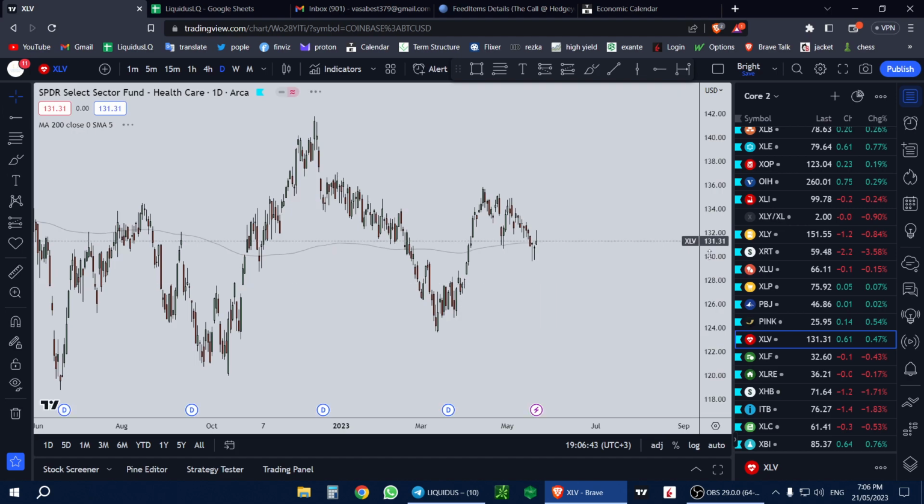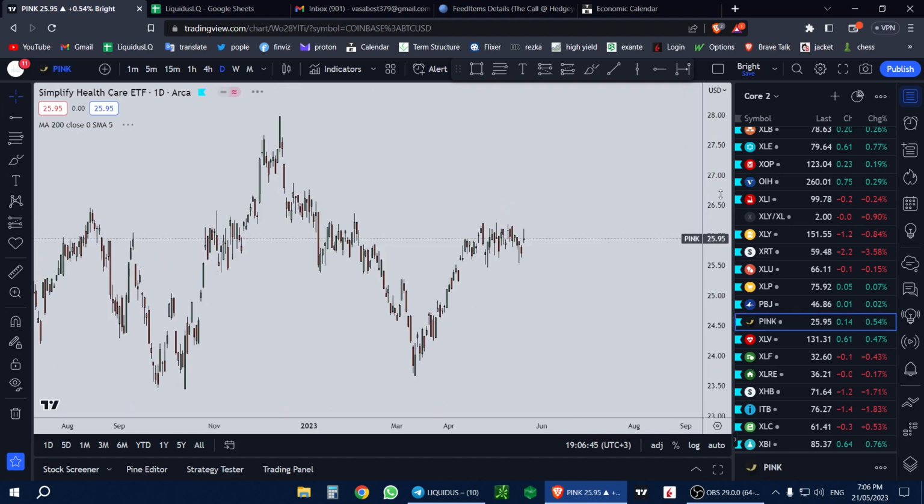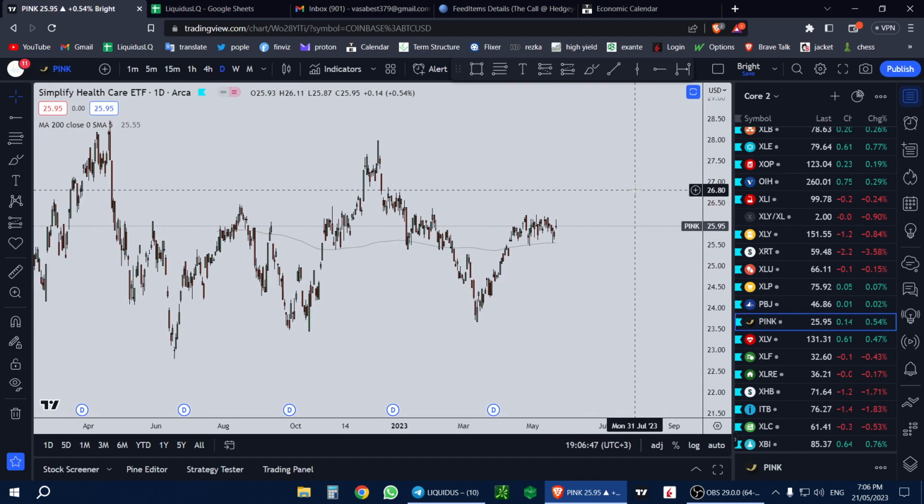And the XLV, another thing that's supposed to perform relatively better in this environment, is just simply not doing so. It's not the quad 4 environment that we usually find ourselves in, so not a place to be in at this point.